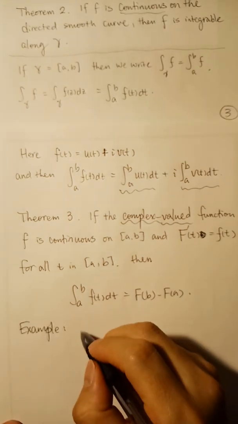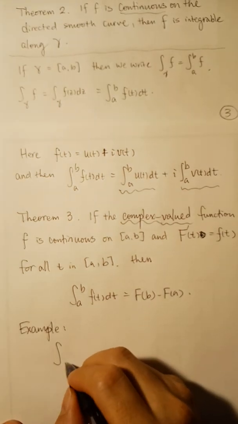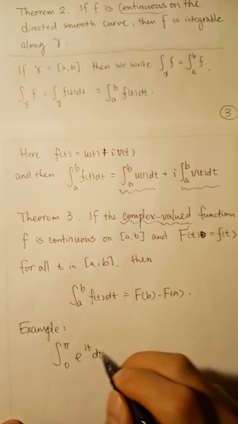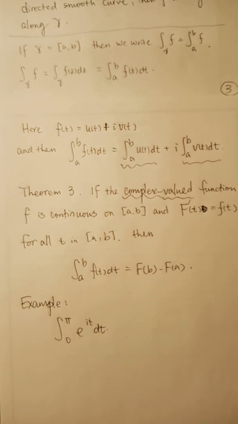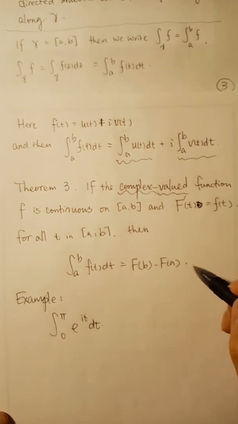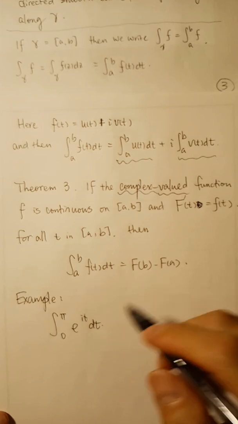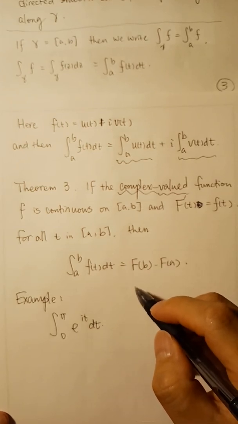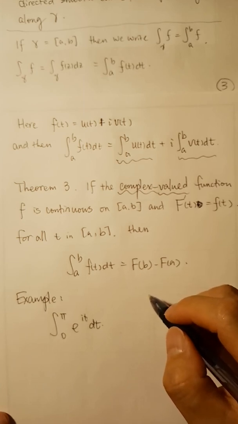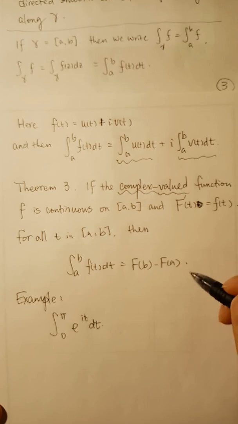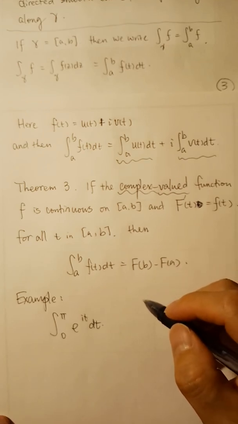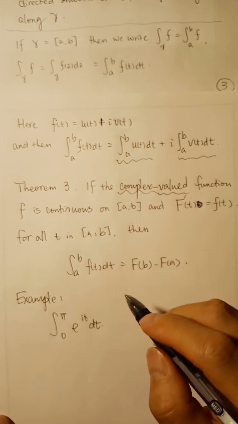Let's see the example. We try to compute the integral from 0 to pi of e to the it dt. Okay, so based on our theorem, we will not prove the theorem. This class is the introduction class, so we will just take for granted many theorems. We will skip the real proof. If you want the proof, you have to take the graduate course about complex analysis. There you will see all the proofs, no skip.